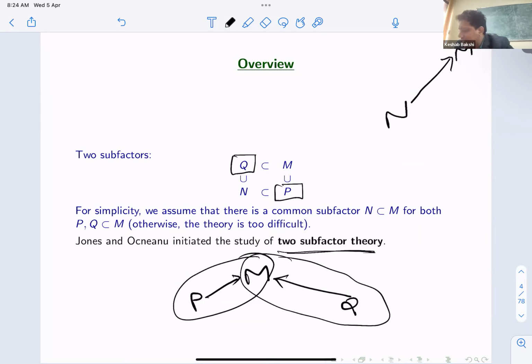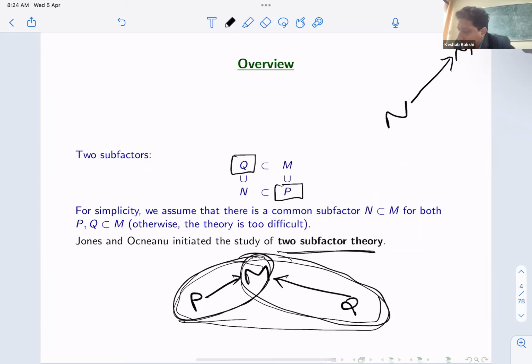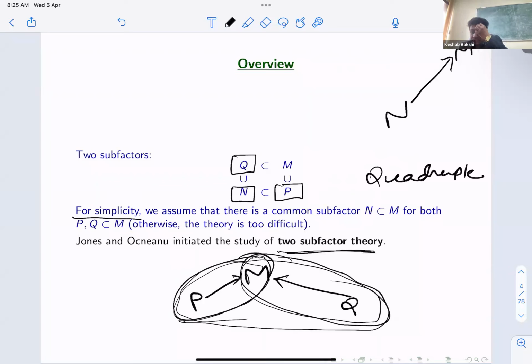But the main problem is that if you have two subfactors, P subset N and Q subset M, this is extremely difficult. So for simplicity, we have assumed that there is a common subfactor N, and this is called a quadruple of subfactors. Throughout my talk, there is a common subfactor N, otherwise not much is known.